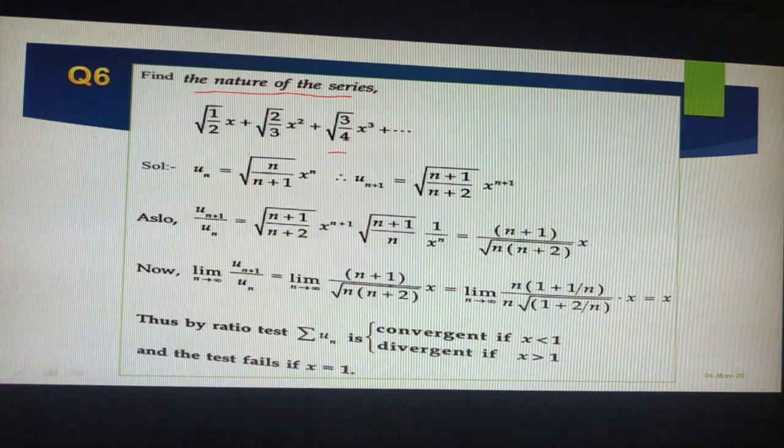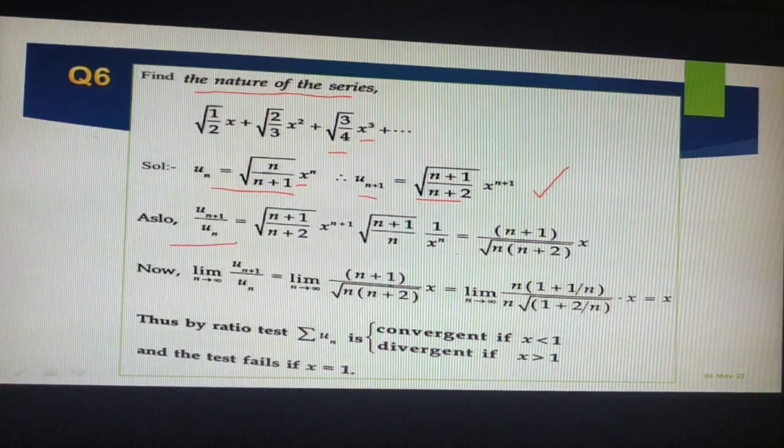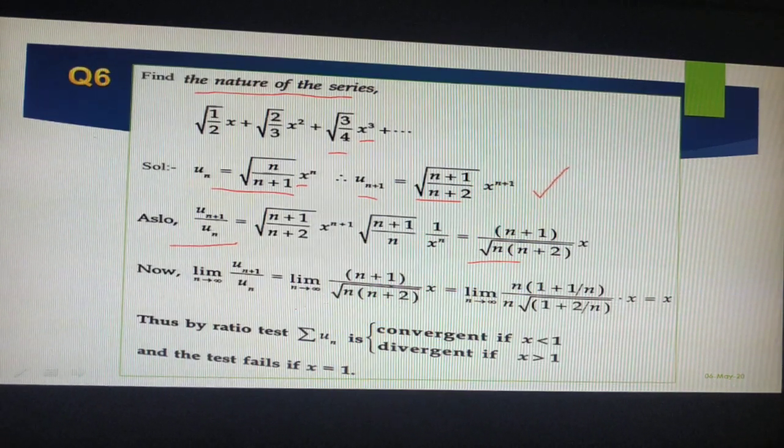So let us check here, this is n, if you assume, then n plus 1 under root n by n plus 1 x to the power of n. If you go on like this, what is your nth term? Under root n by n plus 1 x to the power of n. Of course, for the next term, wherever n is there, you have to substitute n plus 1. So take its ratio and simplify. Very simple. So if you apply the limit n tends to infinity, u(n+1) by u(n), then what you got is n plus 1 under root n over n plus 2.